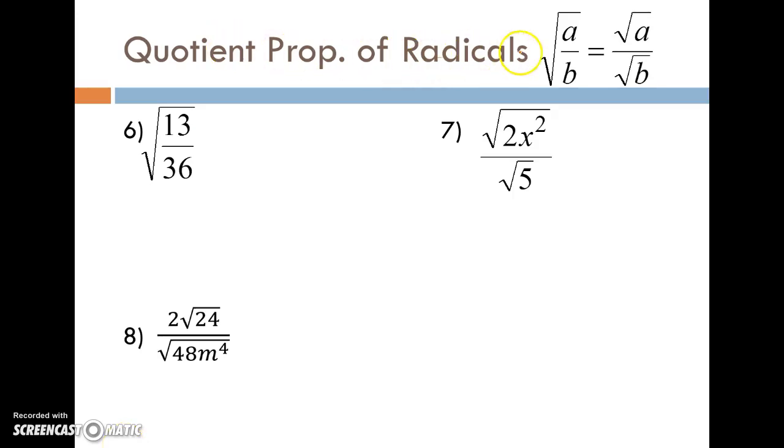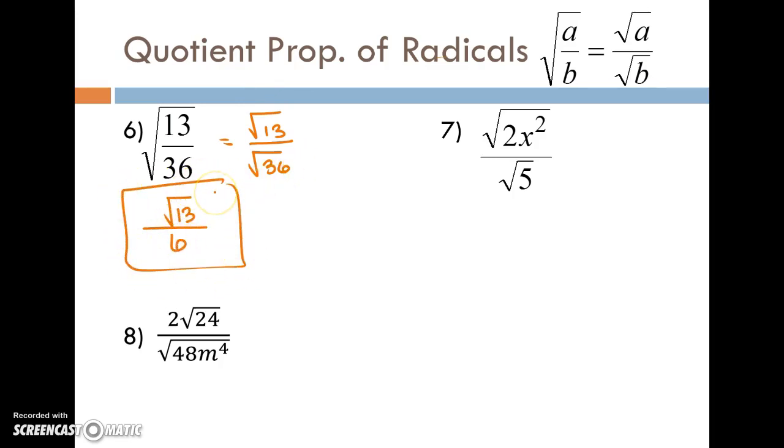Here's our quotient property of radicals. The square root of a over b equals the square root of a over the square root of b. So just like for multiplication, we can separate them out. So I can make this the square root of 13 over the square root of 36. The square root of 13 has no perfect squares in it. I went down the list in my head, trust me. And the square root of 36 is 6. And there you go for that one.